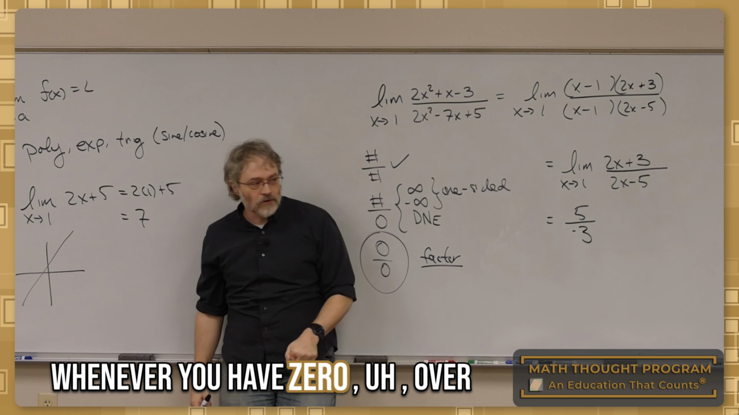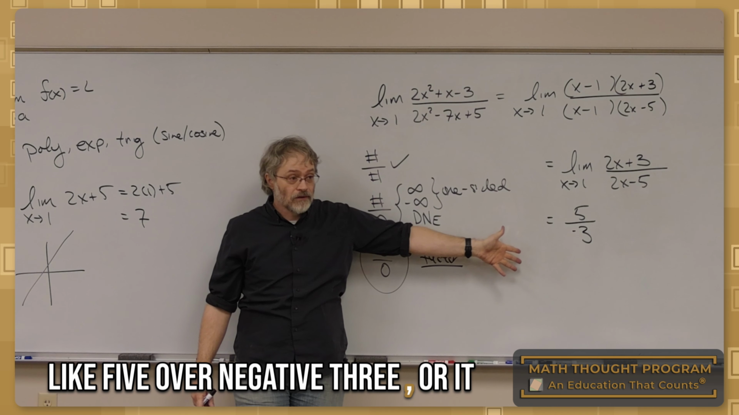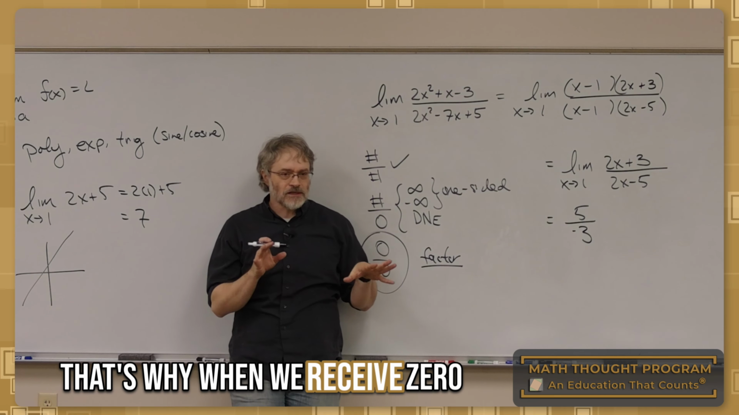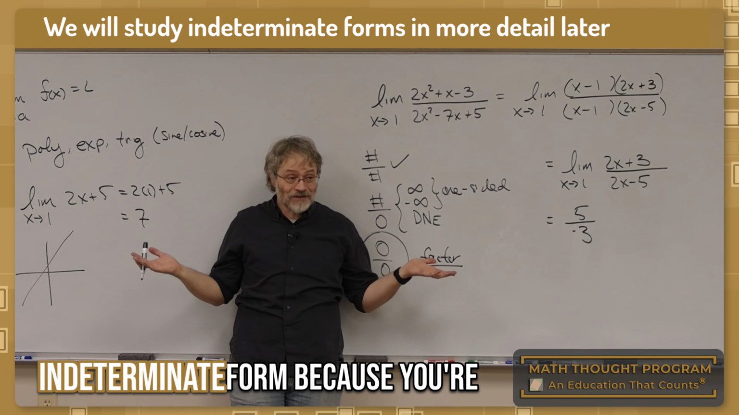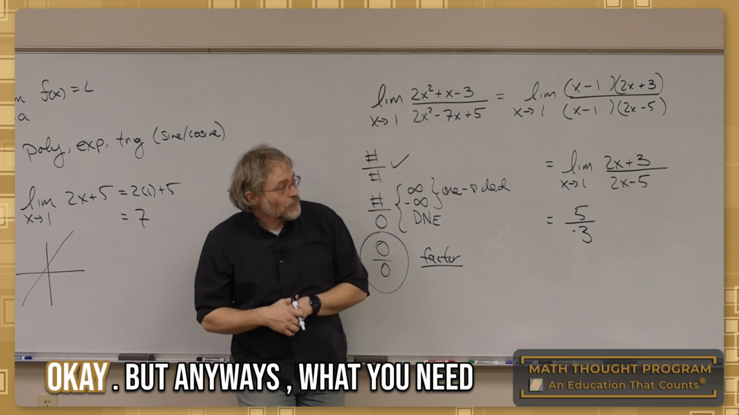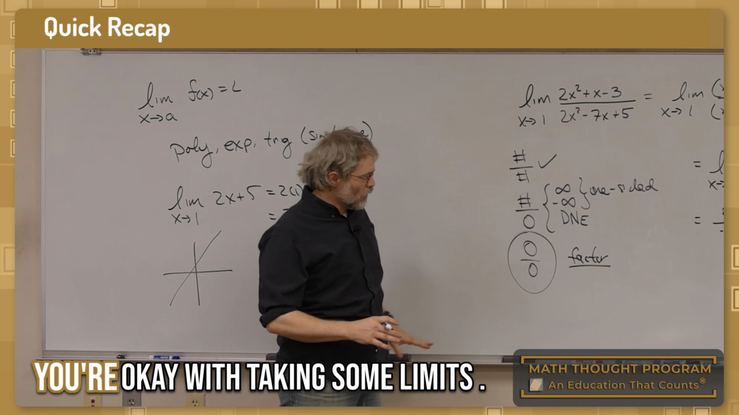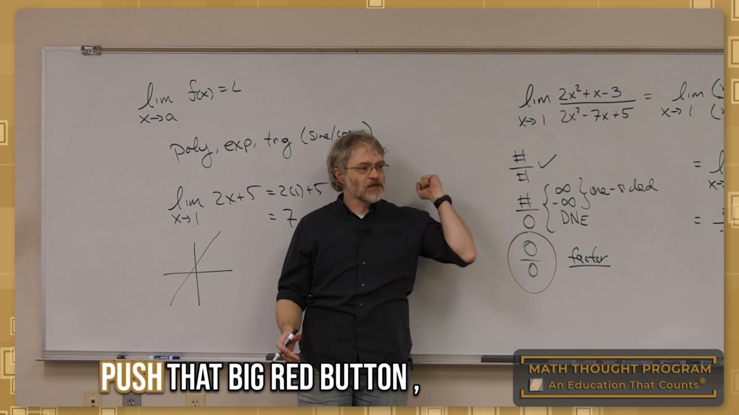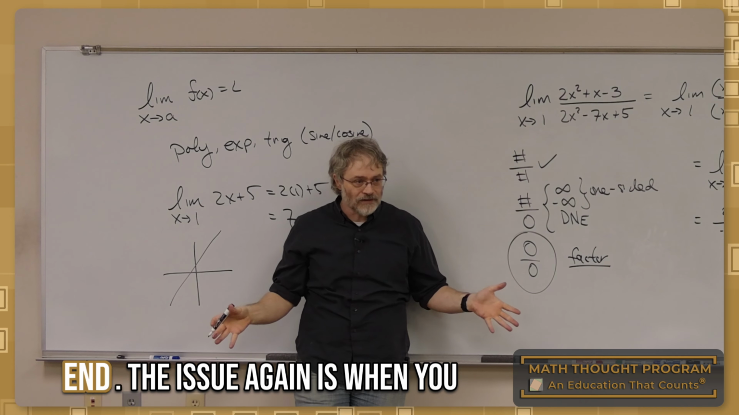So whenever you have 0 over 0, guys, it could be something like 5 over negative 3, or 1 over negative 7, or it could be 1, it could be 2. That's why whenever we see 0 over 0, it's known as an I-don't-know-what-it-is form. It's called an indeterminate form because you're not really determining what it is. What you need to make sure you know for today is that you're okay with taking some limits of polynomials, not much of an issue. Push that big red button, substitute the value into the polynomial, and evaluate it to the very end.